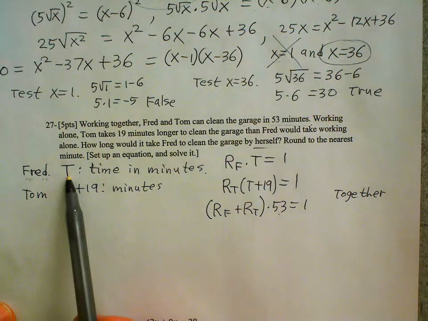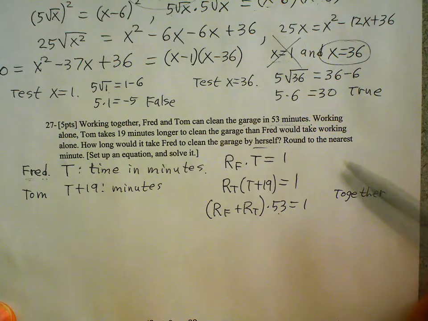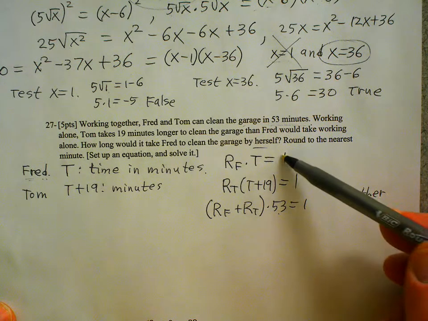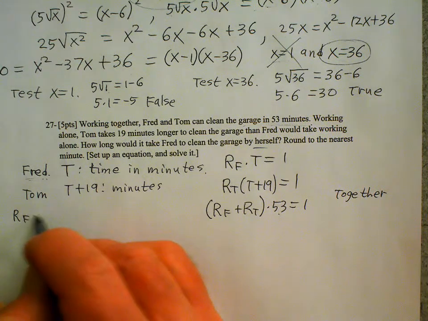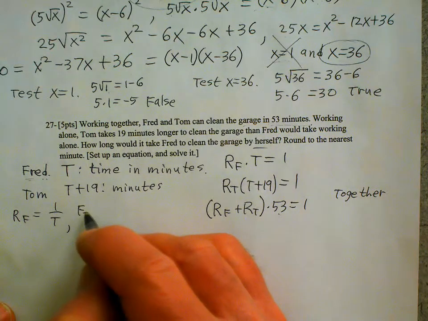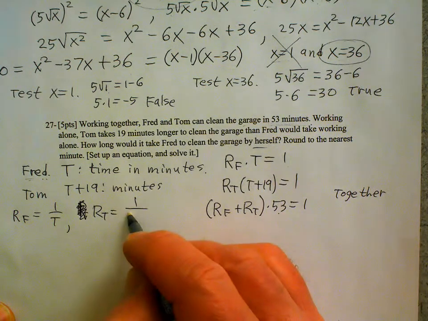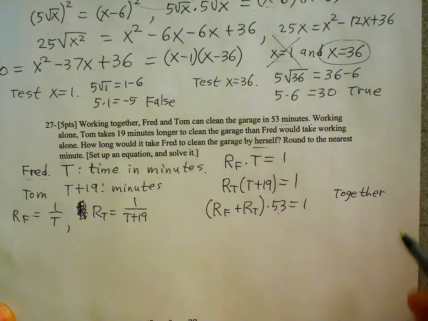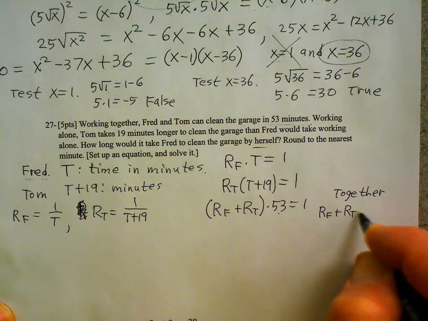Since we want to solve for t, we need an equation whose only variable is t. So in the next step, solve each of those for the rates. Fred's rate is 1 over t. Tom's rate is 1 over t plus 19. And when they work together, Fred's rate plus Tom's rate is 1 over 53.